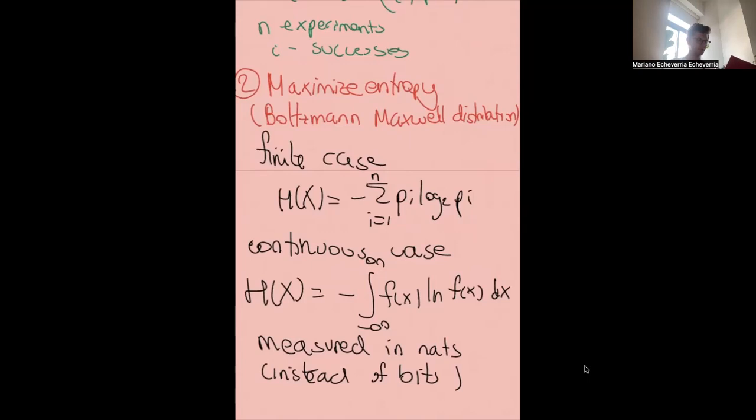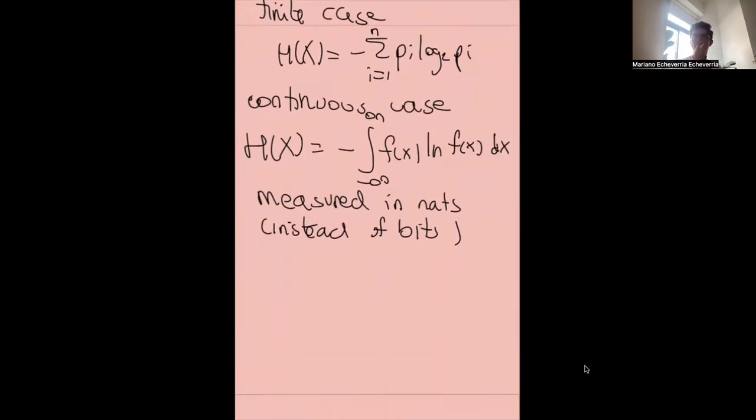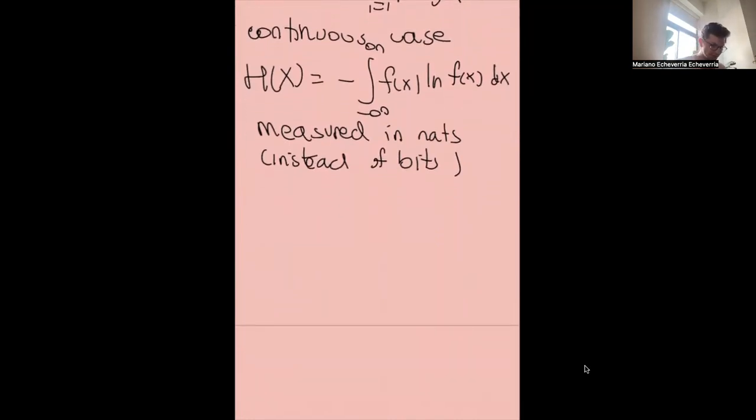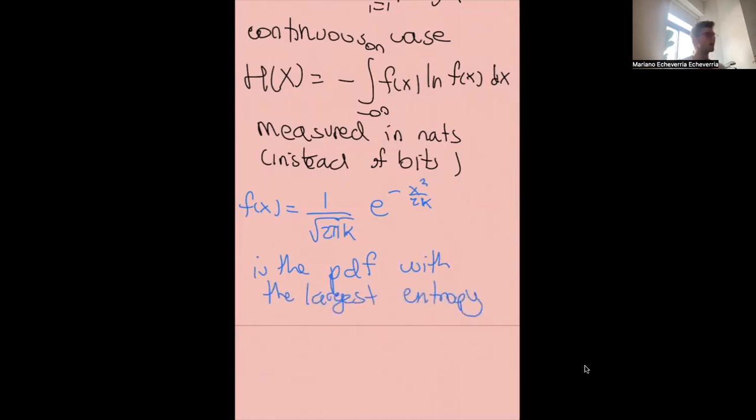So just to tell you what happens, basically the idea is that the Gaussian distribution, this one, with the square root of 2 pi k, is a probability density function with the biggest entropy, a PDF with the largest entropy amongst all the PDFs with the same standard deviation.